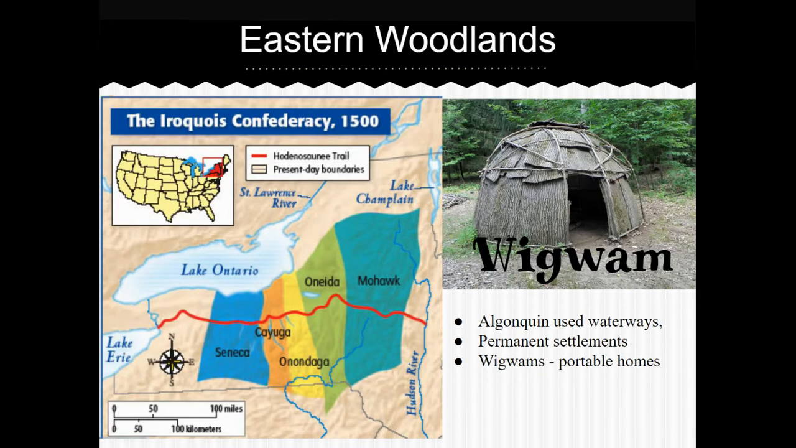Also in the Eastern Woodlands, we had the Algonquin, as I mentioned previously. Here is a wigwam. So it looks a little bit different than we had seen with the wickiups, but it's still not quite as permanent. And on the left-hand side, you see a picture of where the Iroquois Confederacy is made up of these 5 different tribes. And that is the Eastern Woodlands.